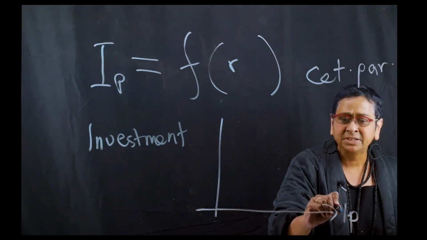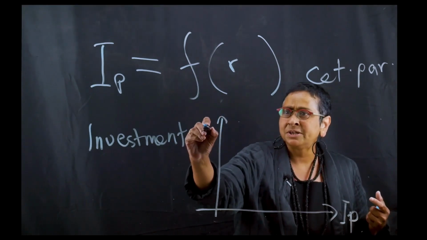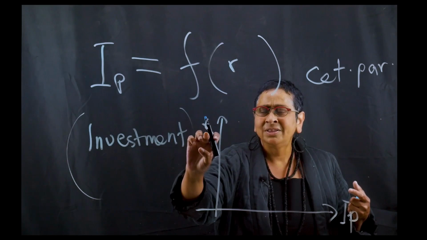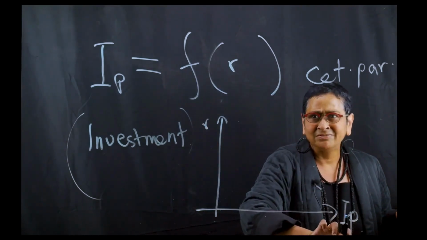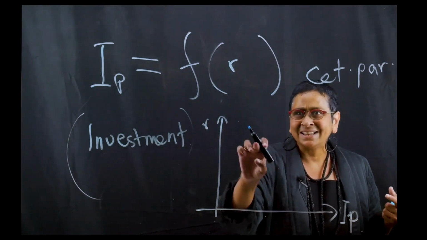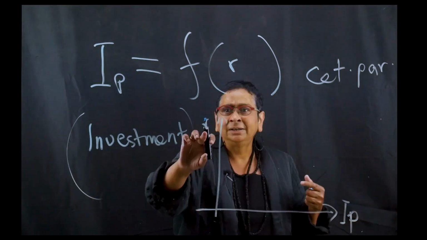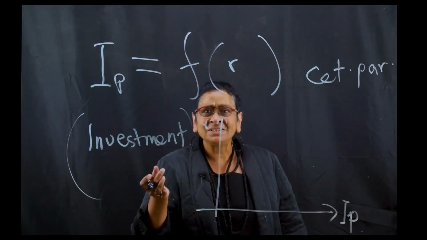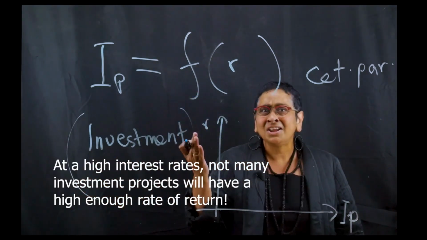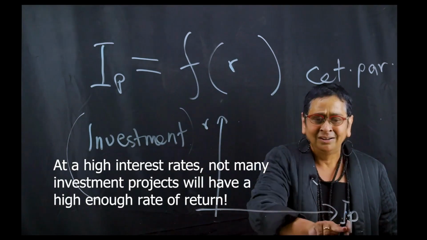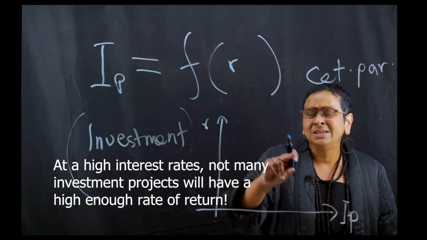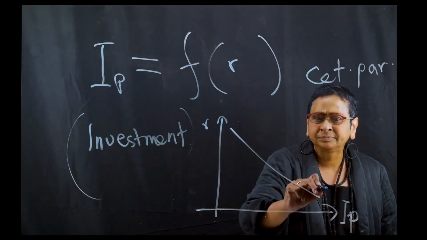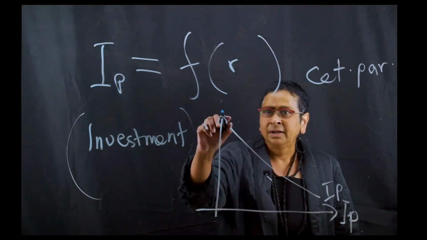I'm going to call that planned investment, and I'm going to have the interest rate here. I'm back to putting R on the y-axis and planned investment on the x-axis, because this is an actual demand schedule where R is the price of investment. Right. So what happens is at a very high interest rate, there aren't going to be that many investment projects that will give me a high enough rate of return. All right. So this is probably going to look like that.